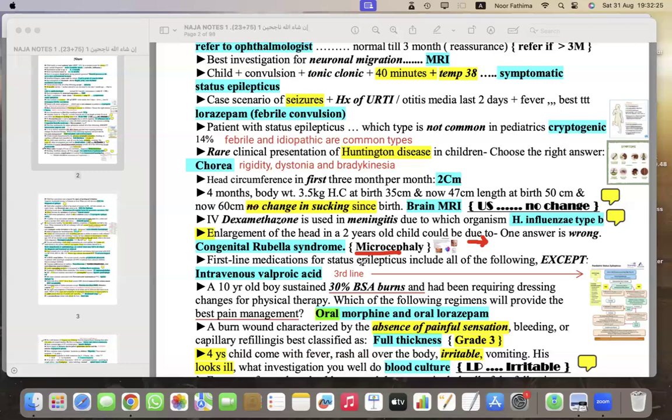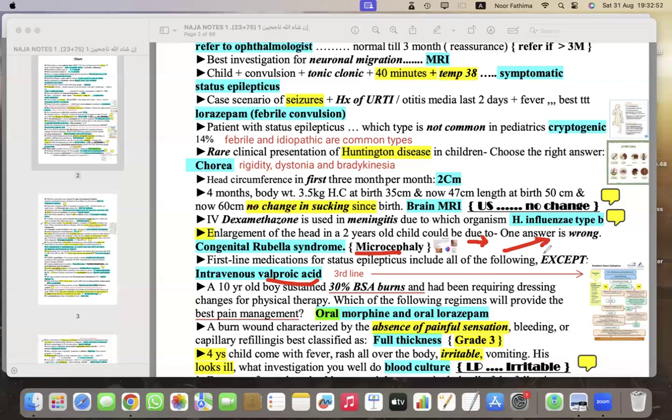First line medications for status epilepticus include all, except, I don't think there's something called intravenous valproic acid. So the wrong answer here will be intravenous valproic acid. The first line medications will be diazepam or lorazepam or midazolam.